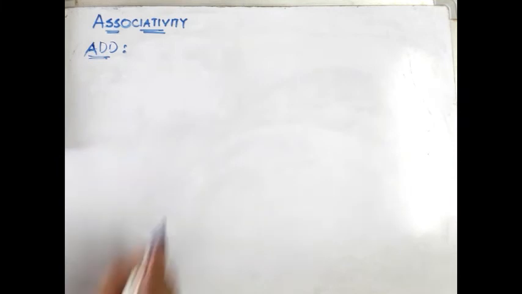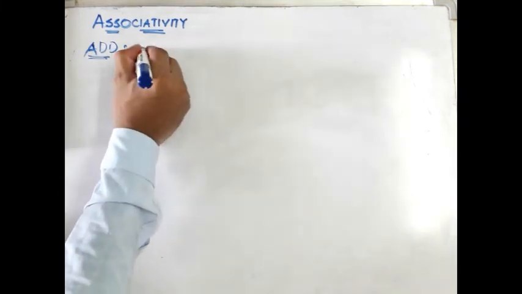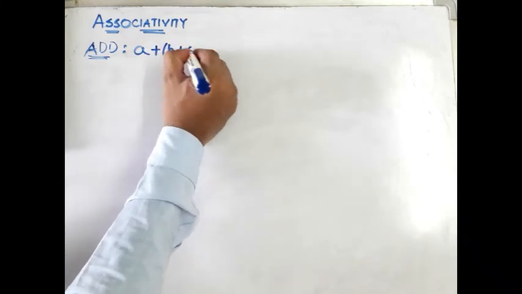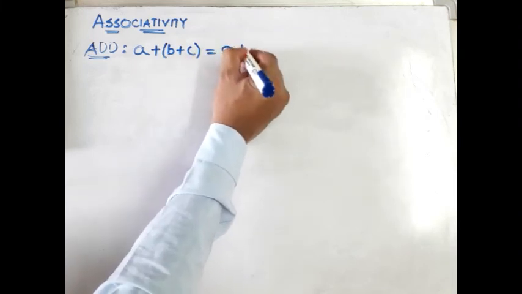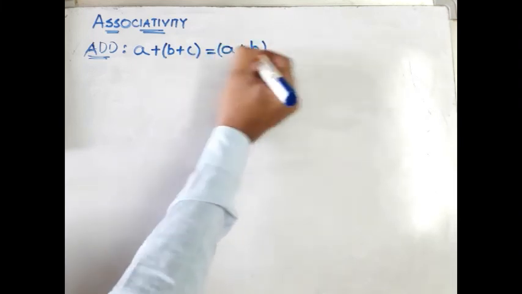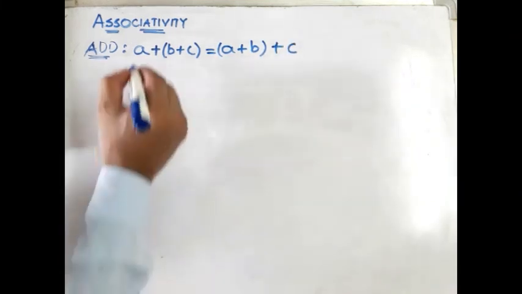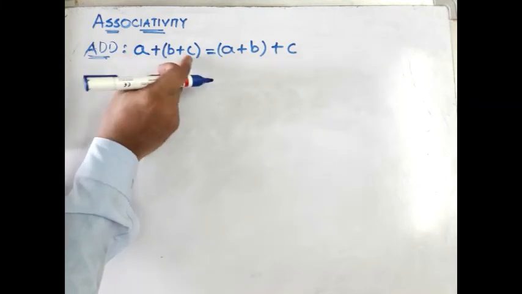Okay, for addition, look, if you take three rational numbers, (a + b) + c will always be equal to a + (b + c). Okay, look. So here we are taking three rational numbers, namely a, b, c.